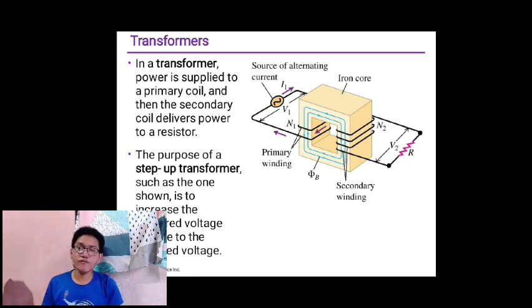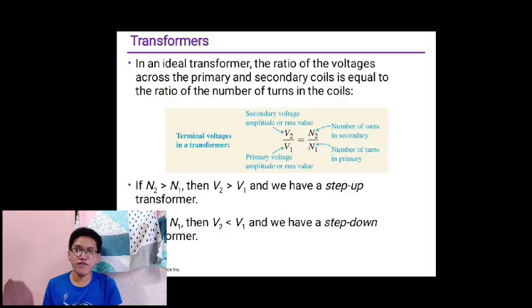Transformers are devices that change AC voltage levels. For the voltage ratio formula, we have V2 over V1 is equal to N2 over N1. For the step-up transformer, N2 is greater than N1, while for the step-down transformer, N2 is less than N1. Transformers allow efficient power transmission over long distances.